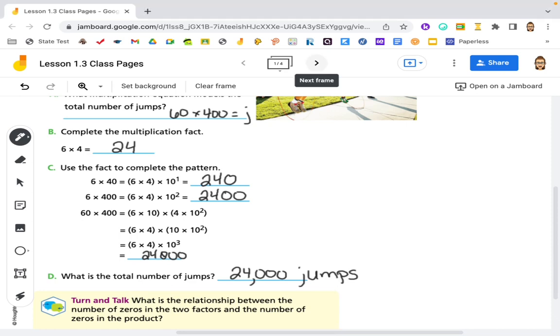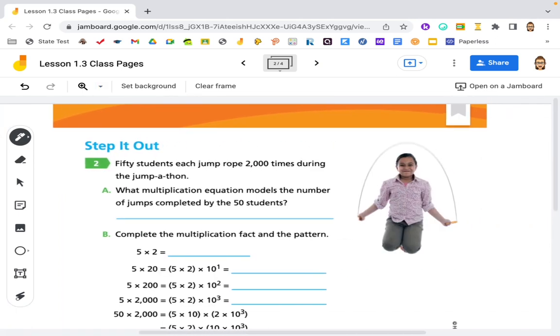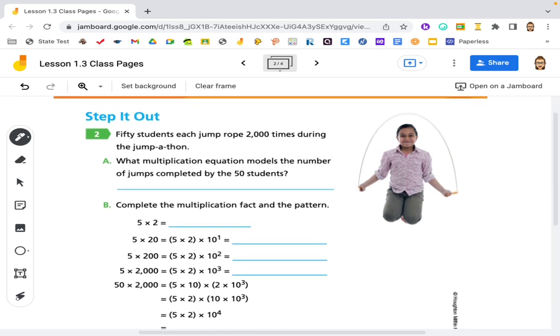Then, if we look at the next page, it says 50 students each jump rope 2,000 times during a jump-a-thon. What multiplication equation models the number of jumps completed by the 50 students? Well, there are 50 students and they're each jumping 2,000 times, so we're going to do 50 times 2,000, and we're going to do equals j again. So it says complete the multiplication fact and find the pattern. Well, 5 times 2 equals 10.